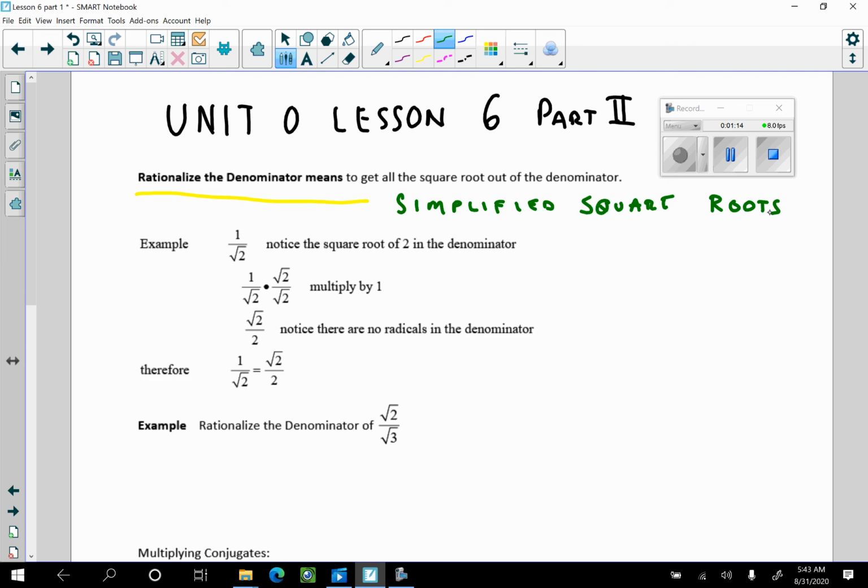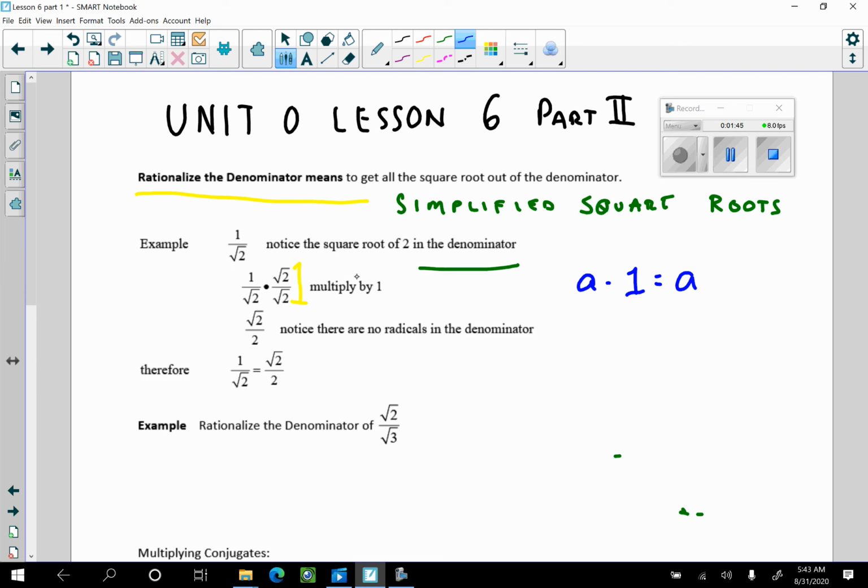So notice 1 over square root of 2. The square root of 2 is in the denominator. It is not simplified. How do we take care of that? We multiply the 1 over square root of 2 times this right here, which is just another 1. We're using the important Algebra 1 property that a times 1 is equal to a, any real number times 1. This is the multiplication identity. It doesn't change the value. That's why we can do this.